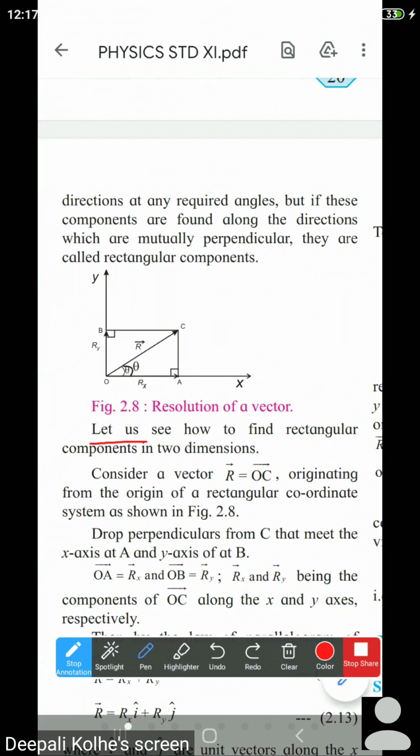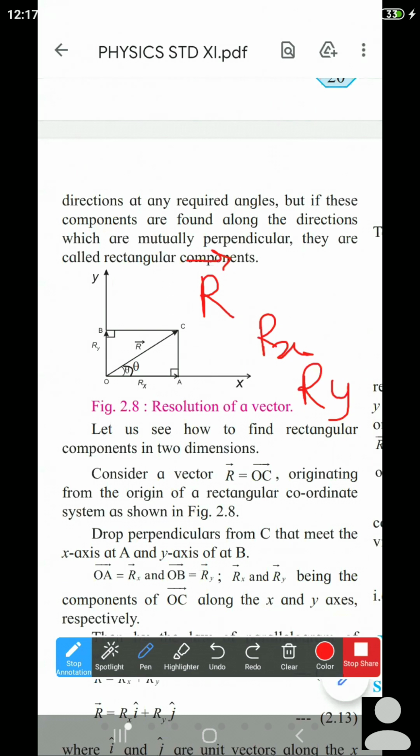Okay, now let us see how to find rectangular components in two dimensions. ये दो components कैसे find out करते हैं ये हम देखेंगे. Which are the two components? Listen, here r bar is one given vector. Rx is one component and Ry is the other component of r bar. See in the figure once again, Rx and Ry are the components of the vector r bar, and we are going to find these rectangular components.